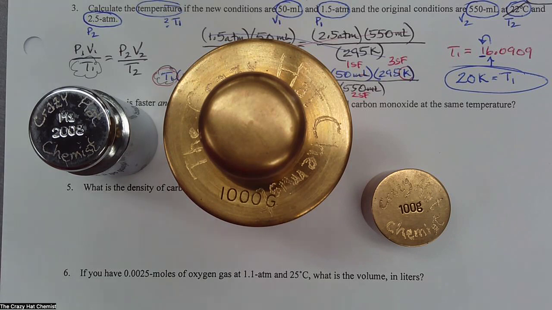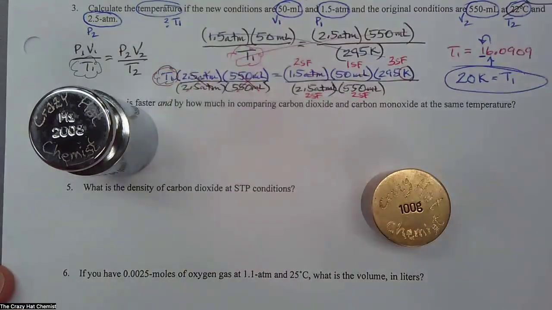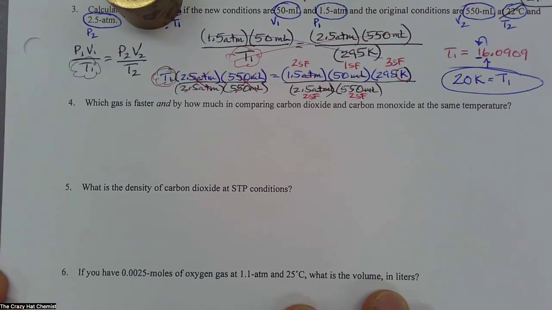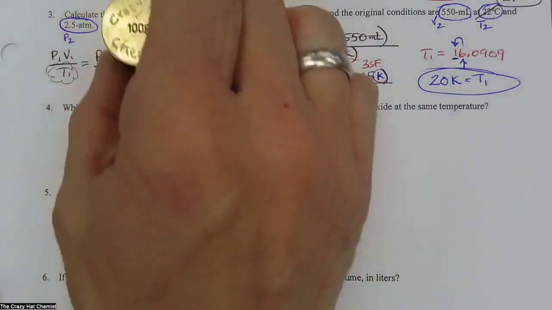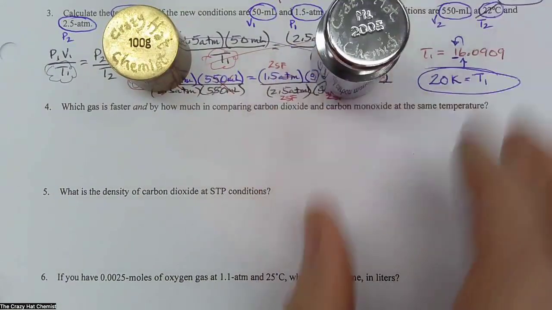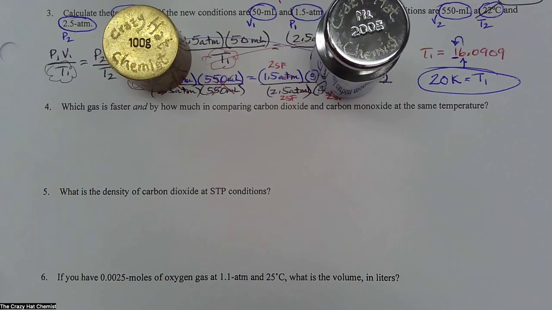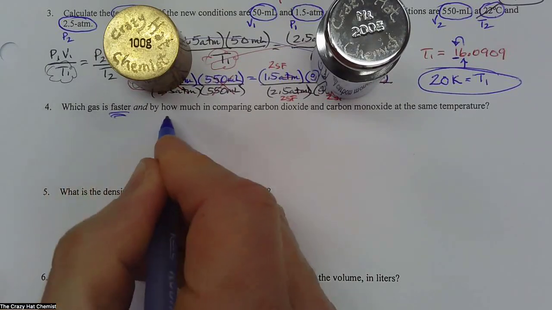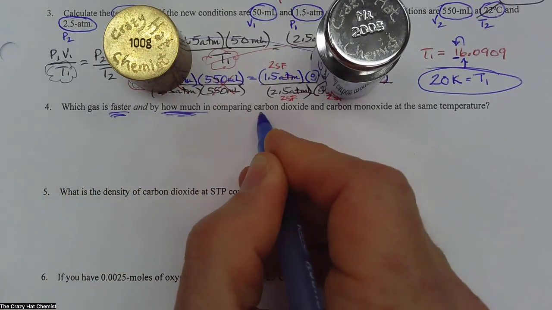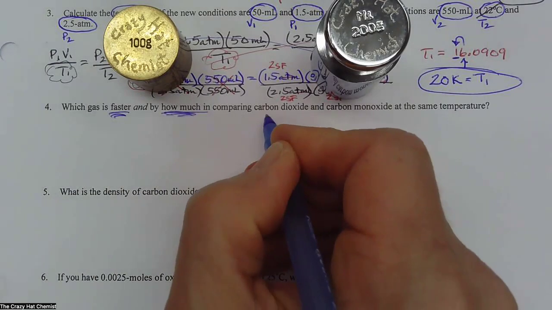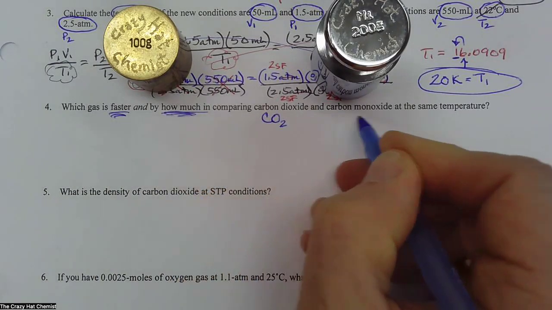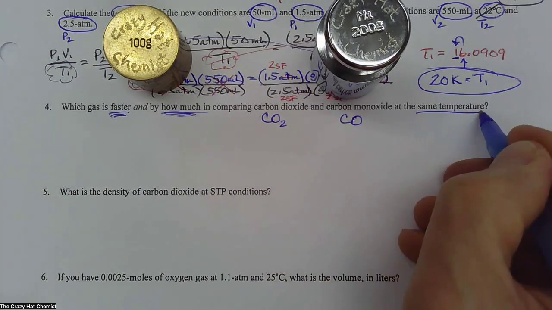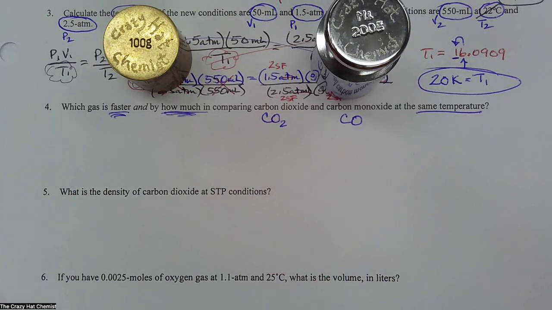All right, let's go on to the next problem. By the way, we are halfway done with this worksheet, so we're going to do problem number 4 here. Fantastic. Problem number 4 says the following: which gas is faster and by how much in comparing carbon dioxide, that's CO2, and carbon monoxide, that's CO, at the same temperature. This is actually key and critical.